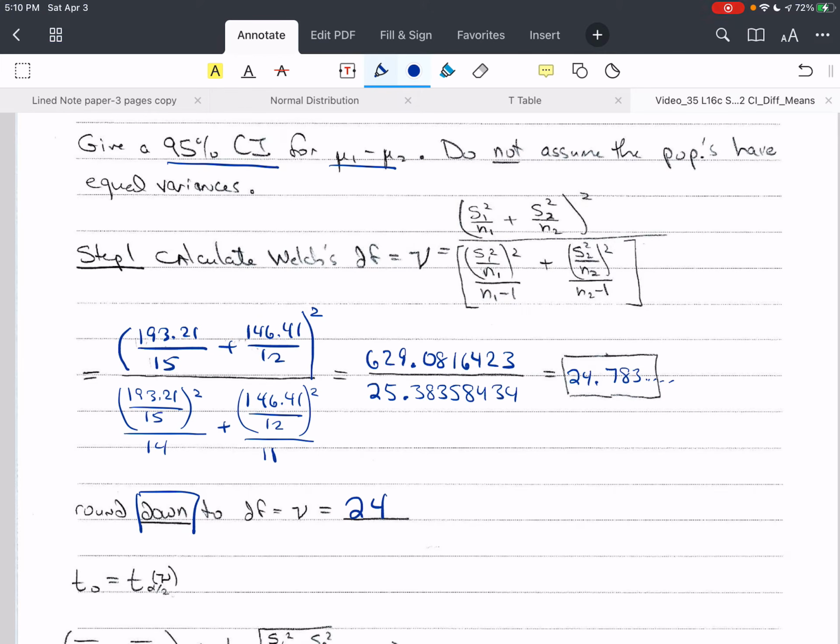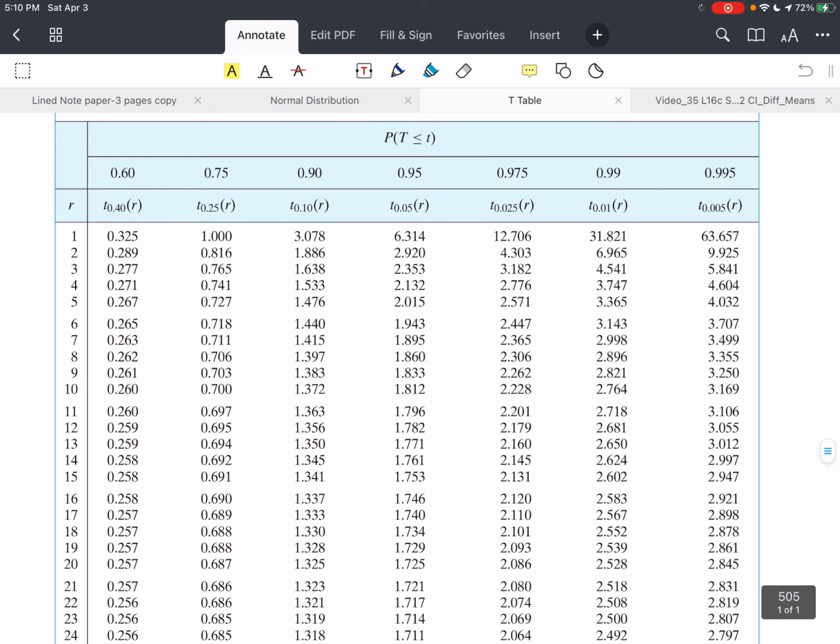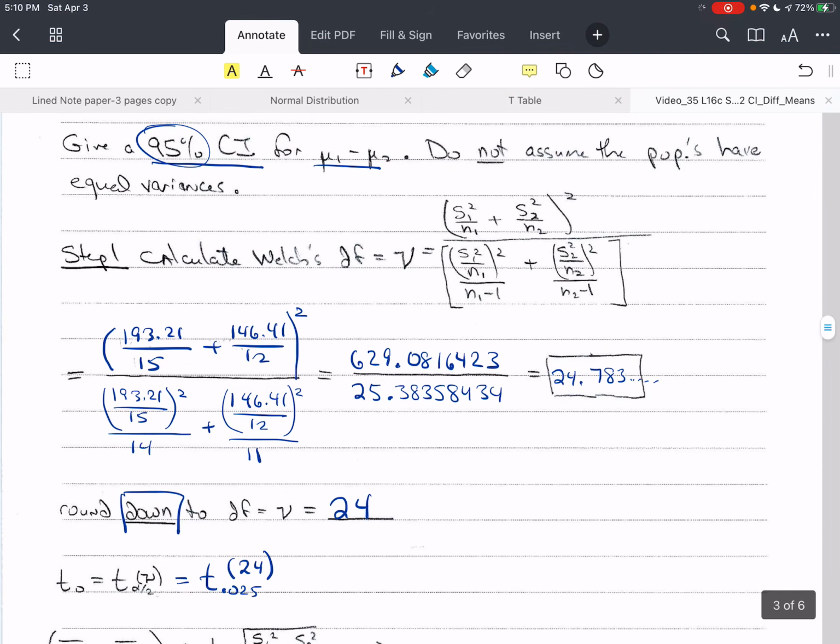Now, we want a 95% confidence interval. That means that alpha is 0.05, alpha over 2 is 0.025, so we have t of 0.025, and the degrees of freedom are 24. We need to look this up in our t-table. We have 24 here and 0.025 here, so 2.064 is our t naught. So this is 2.064.